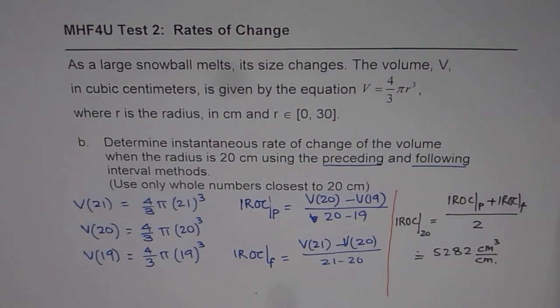The whole idea is to understand how to use the preceding and following method to find instantaneous rate of change at a point, right? Whenever we are discussing a point, we are taking two values which are very close. When we say preceding and following, they should be equidistant from the average value, 20 in this case, on both sides. Since we are using whole numbers, we took one unit towards the left and one unit towards the right to find the instantaneous rate of change at r equals 20. I hope that helps you to understand the method.